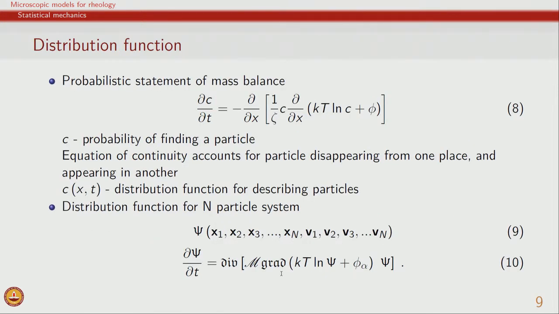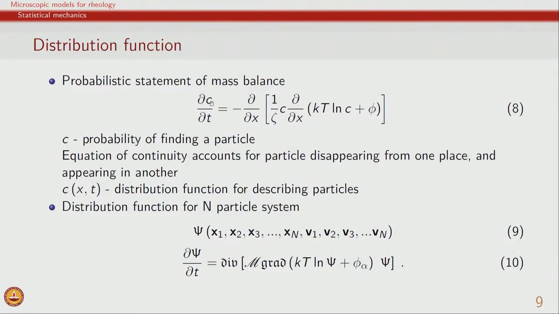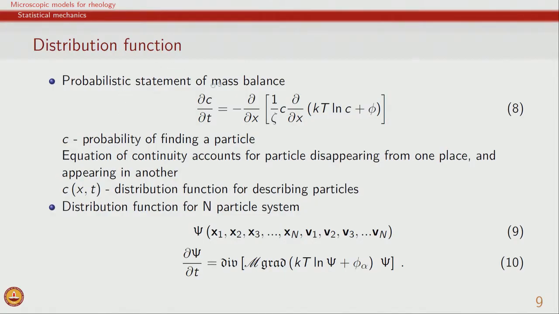So, we can also make a probabilistic statement of the same mass balance. The C, which is the concentration per unit volume of the particles, we could interpret as the probability of finding a particle. So, we can take any volume element in the overall system of interest and count the number of particles which are there, and that is nothing but concentration. So, we could ask what is the probability of finding particles in a given volume. So, this C also indicates the probability, and so this equation of continuity therefore accounts for the probability changing as a function of time and position.